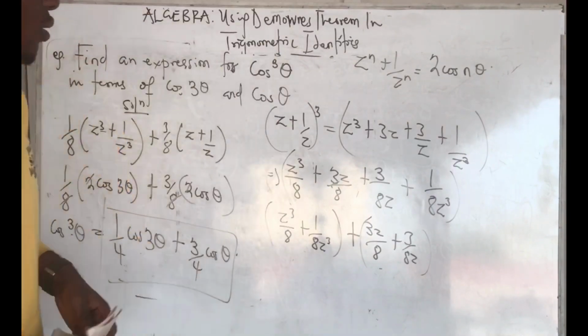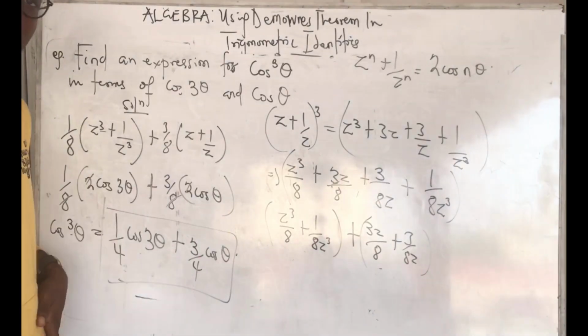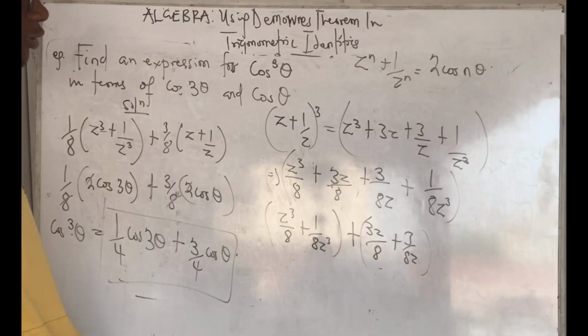Okay, and this brings us to the end of using De Moivre's theorem for trigonometric identities. I want to get some questions and solve so that I can move on to finding the nth root of unity.